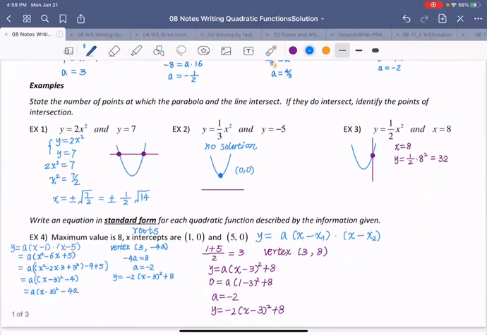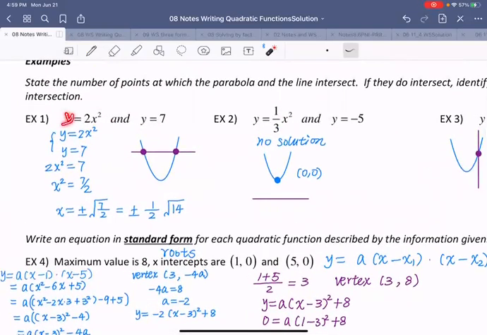Now let's take a look at the next question. They ask you to state the number of points at which the parabola crosses the line. This is a parabola, this is a line, and they ask how many points they cross. So what you are doing is solving this equation and this equation together.